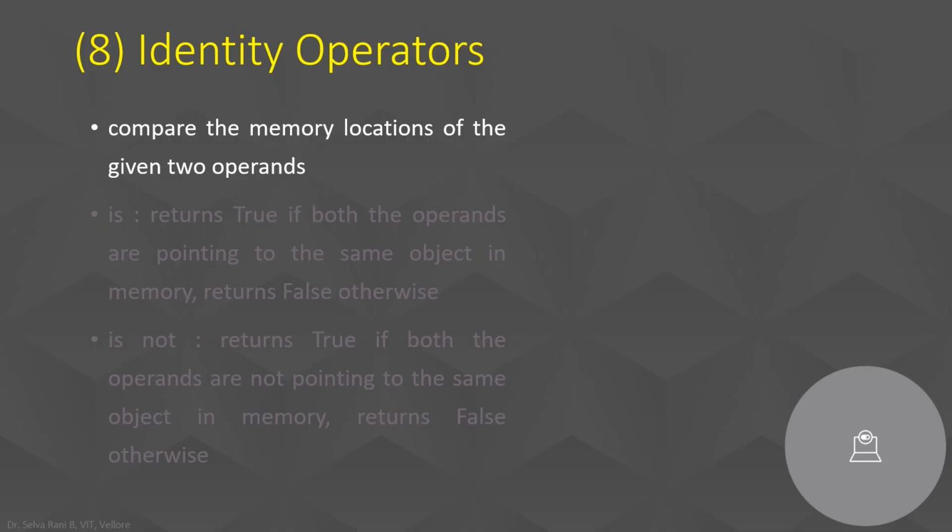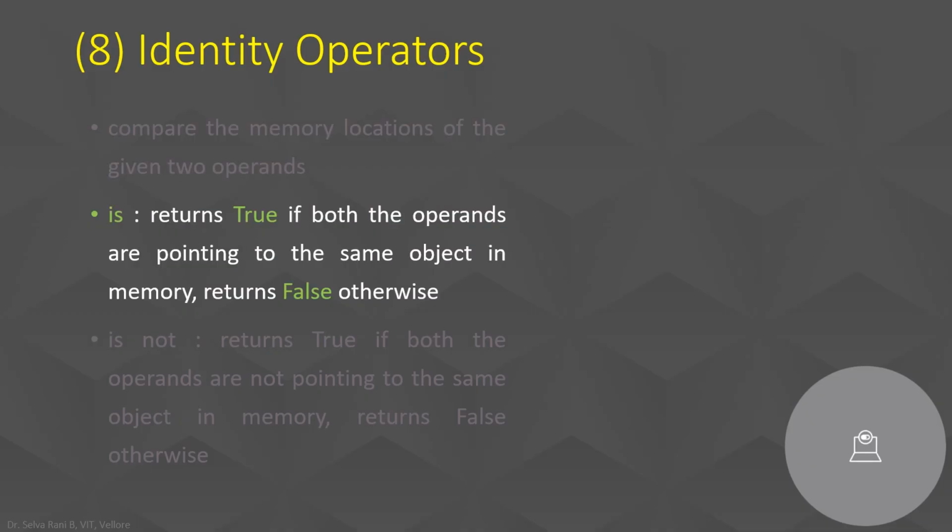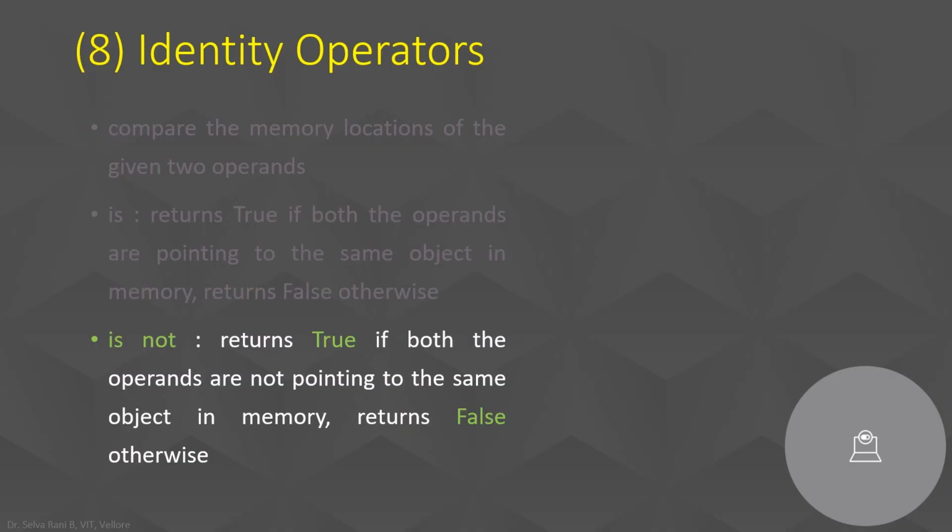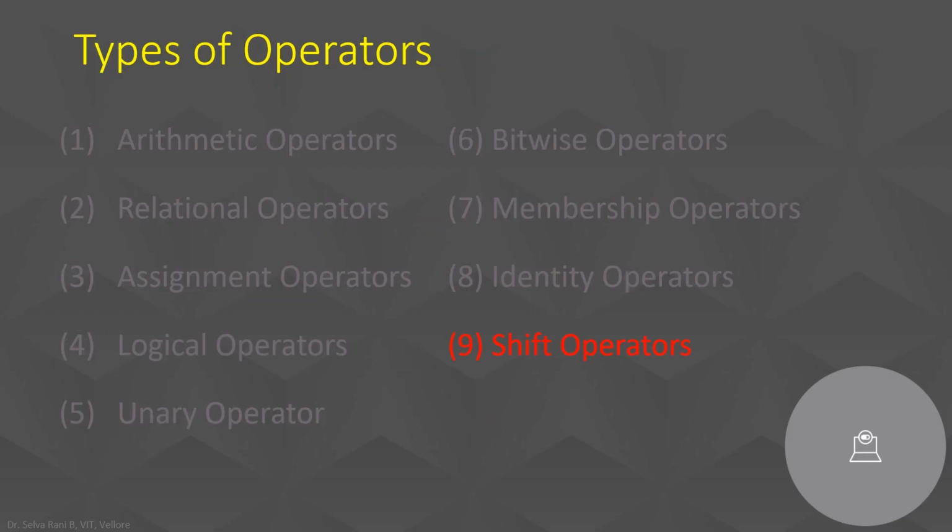So identity operators compare the memory locations of the given two operands, operand 1 and operand 2. And this is the keyword which represents the identity operator, and it returns true if both the operands are pointing to the same object in the memory. It will return false otherwise. Is not returns true if the operands are not pointing to the same object in memory. Otherwise, it will return false.